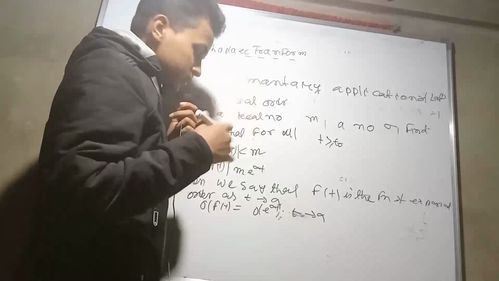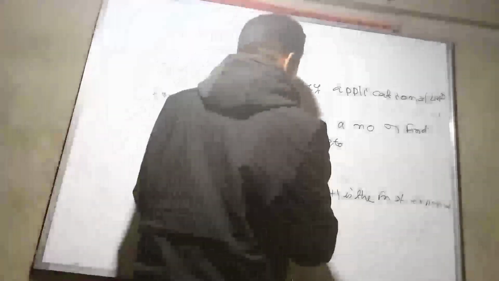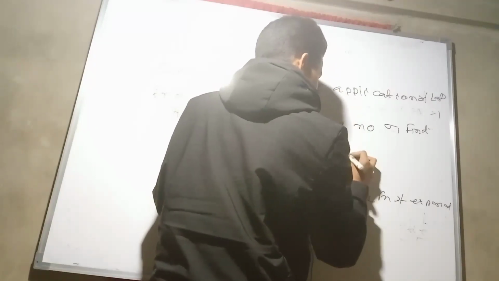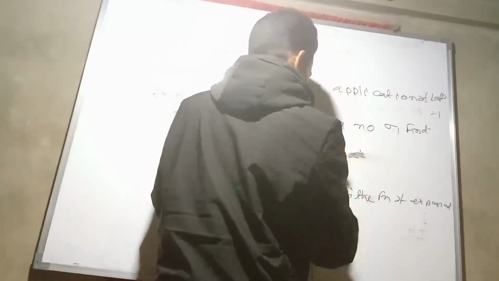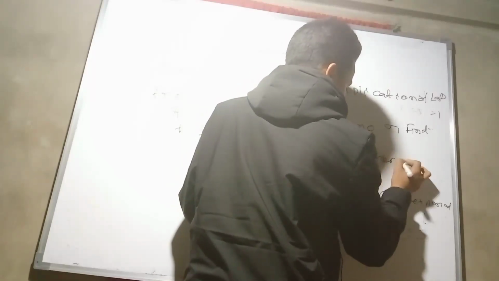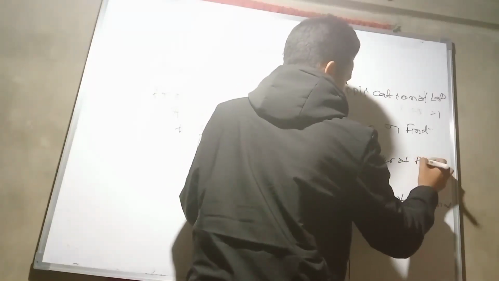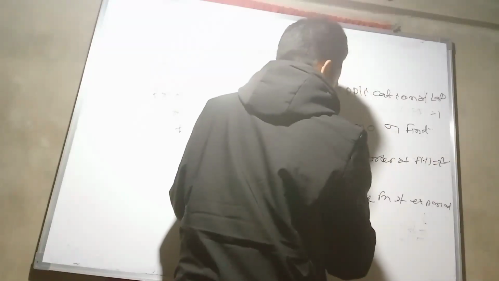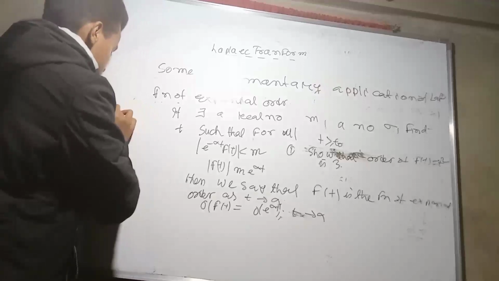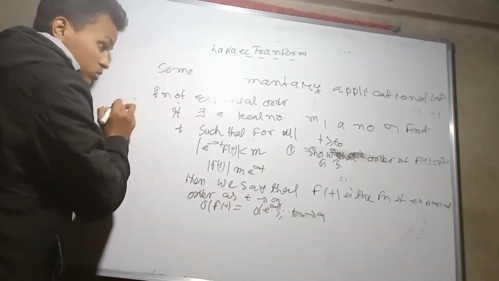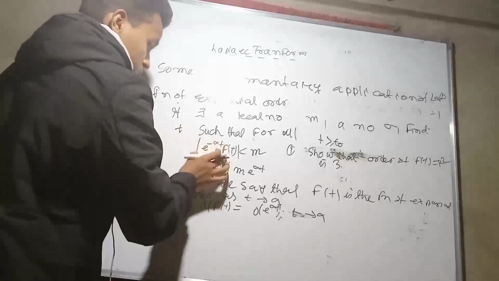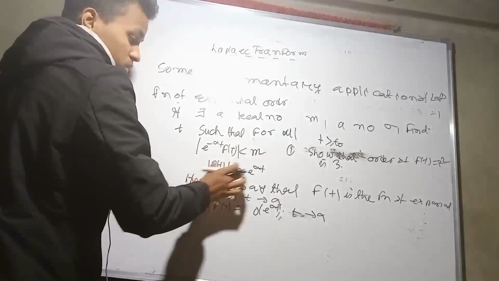Now find the order, or show that the order of f(t) equal to t square is 3. Now what do we have? Now we get the solution. What do we know? The order of a function is defined by that. This is less than or equal to some n. That means the order of f(t) is less than or equal to some n.